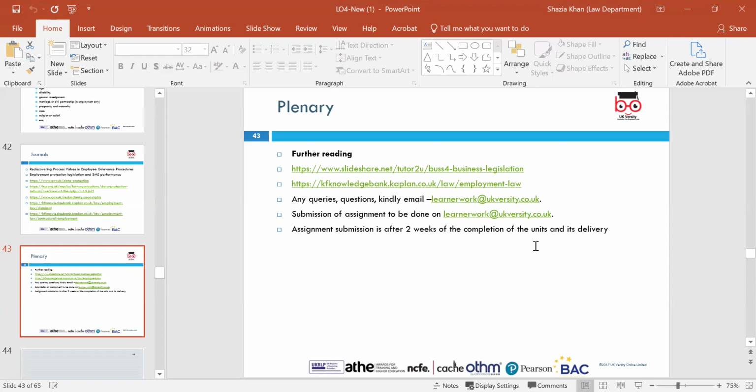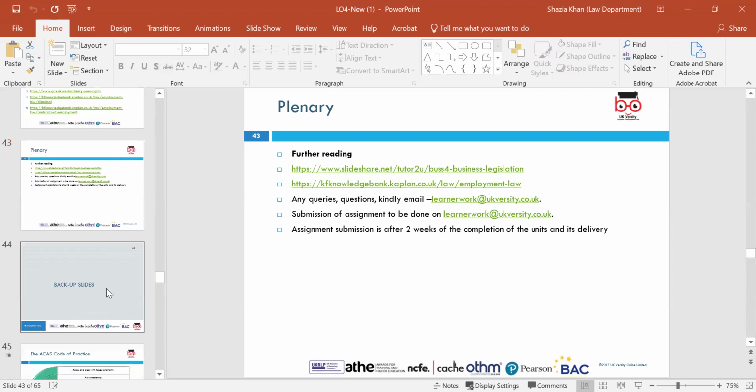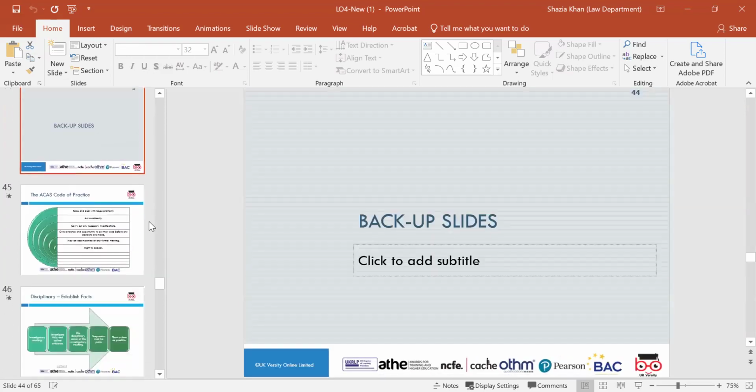So now we've completed learning outcomes 1, 2, 3, and 4. The next session we'll have is the assignment discussion session. So these are some backup slides that you can look at in regards to today's session, which is learning outcome 4.